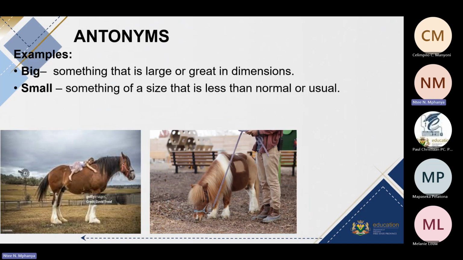The second example, we have big, which is something that is large or great in dimension. Remember the horse in synonym? This horse is big, it's enormous. But the opposite of that is small, something of a size that is less than normal or usual. This is a relative size, in relation to the normal horse. The horse on your left is too big to be normal, while the horse on your right side of the screen is small, it is a pony. In relation to what? To a normal horse.